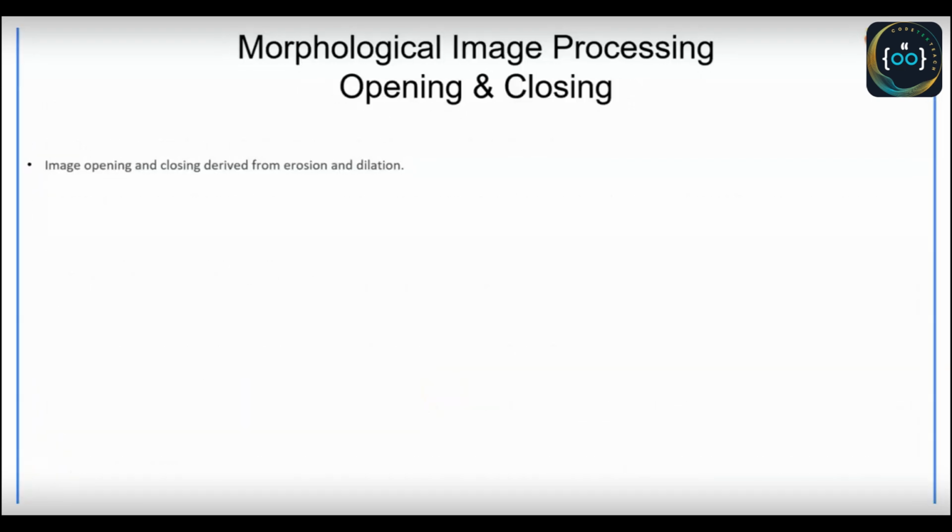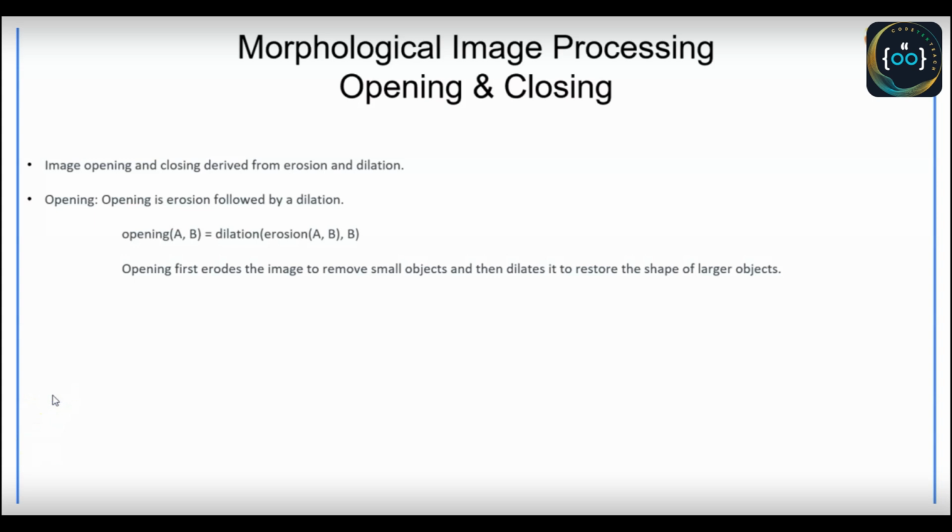Image opening and closing are two fundamental morphological operations that are derived from the basic operations of erosion and dilation. They are especially useful for removing noise, isolating individual elements, and joining disparate elements in an image. Opening is an operation that consists of erosion followed by dilation. The purpose of opening is to remove small objects from the foreground of an image while preserving the shape and size of larger objects in the image.